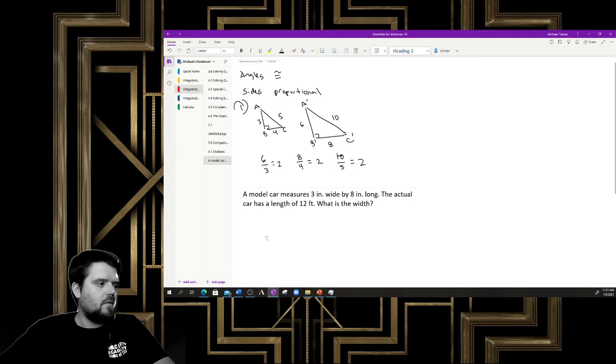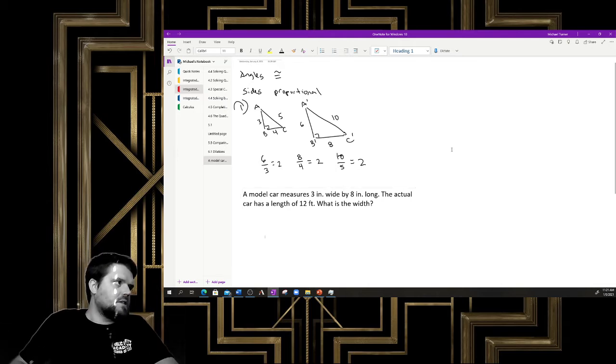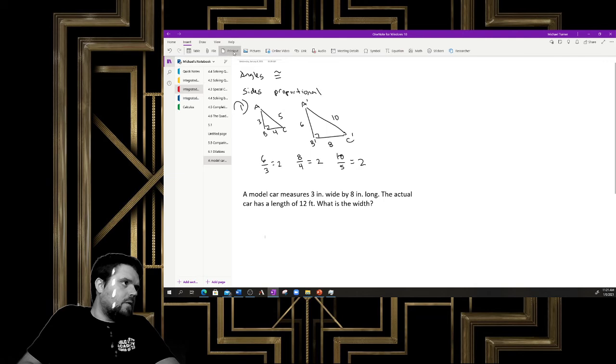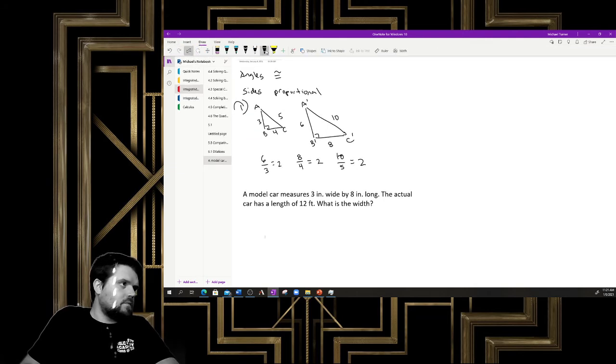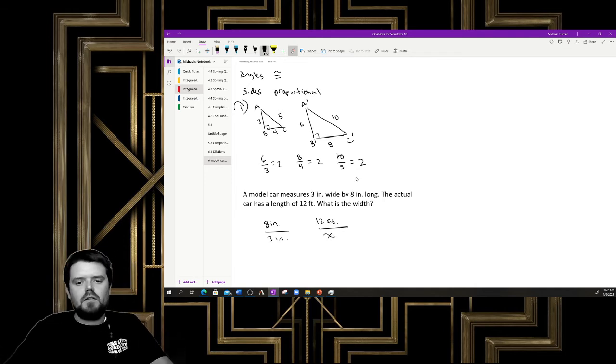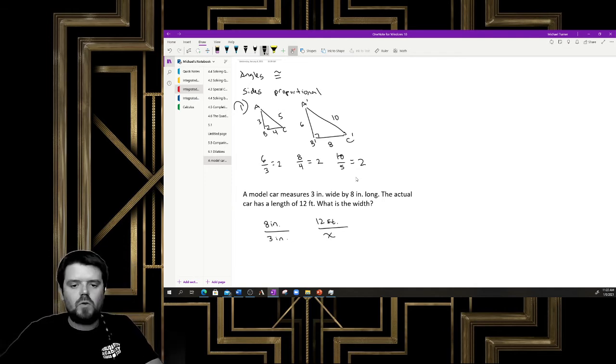So start out, and you can do this a number of ways, but I'm going to start out and write out that for the model, the length is 8 inches on the model. On the actual car, it's 12 feet. And then the width is 3 inches. I want to know what the width is in the actual car.